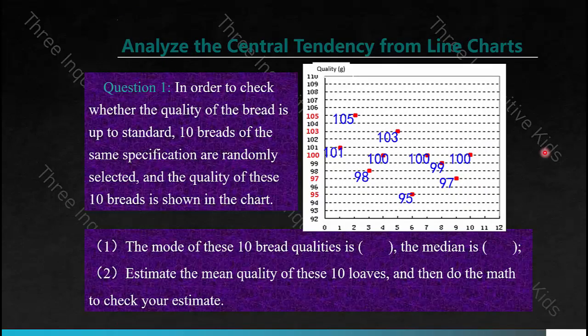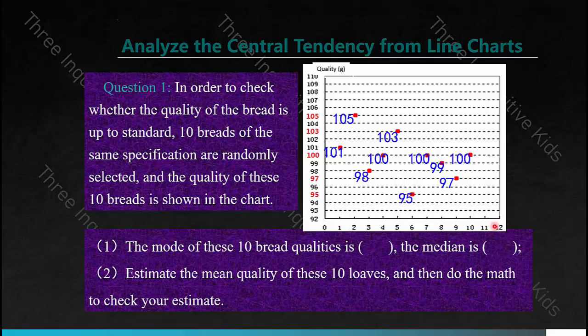Analyzing the central tendency from line charts. Question 1. In order to check whether the quality of the bread is up to standard, 10 breads of the same specification are randomly selected, and the quality of these 10 breads is shown in a chart. As you can see, we have a chart. This y-axis shows its quality in grams, and this x-axis shows which loaf it is. So this is loaf 1, loaf 2, loaf 3, all the way to loaf 10.